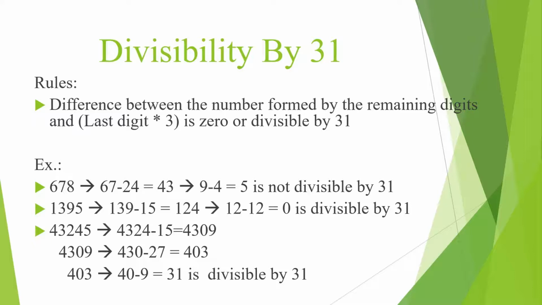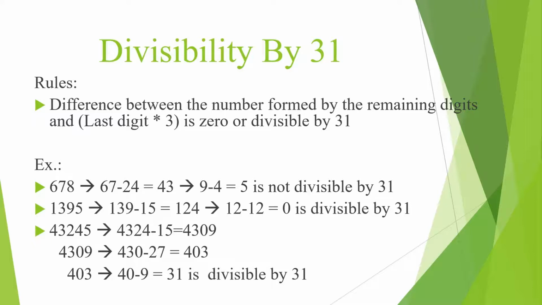Now let us see an example, 678. Ignore the last digit, we will get 67. And the last digit is 8, which multiplied by 3 is 8 into 3 equal to 24. When we find the difference, we will get 43. Now let us reduce it further.